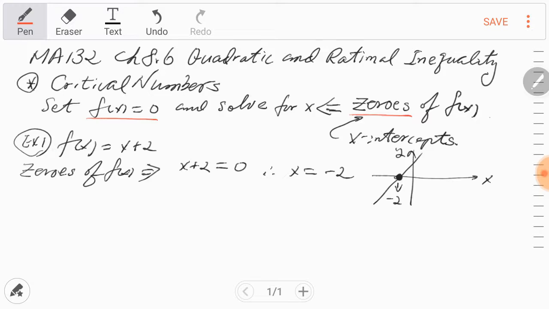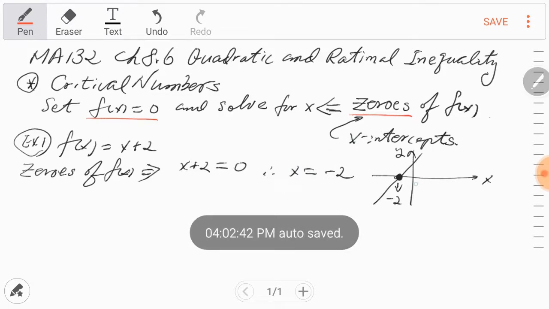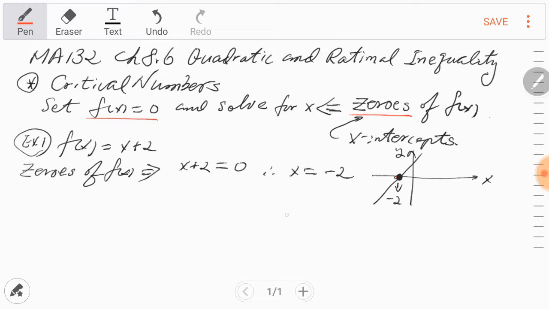For example, f of x equals x plus 2. The zero of this function: set the function equal to 0, so x plus 2 is equal to 0, then x is negative 2. As we set the equation to 0, that means the y value is 0, so negative 2 is the x-intercept. If we rewrite it on a number line x, this is negative 2. So negative 2 is the zero of the function, which is the x-intercept.